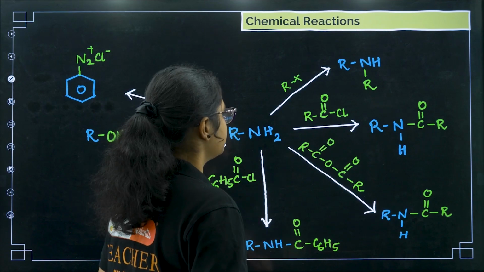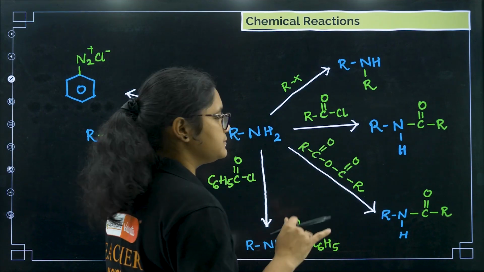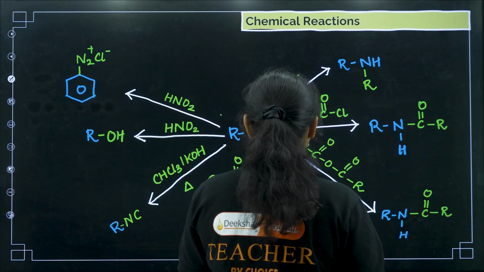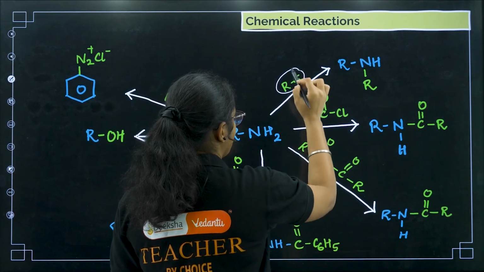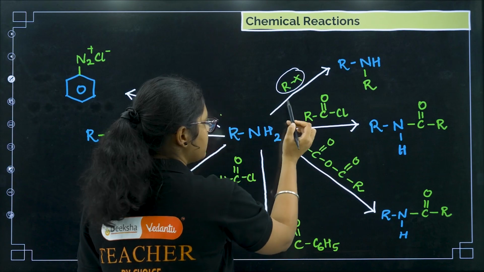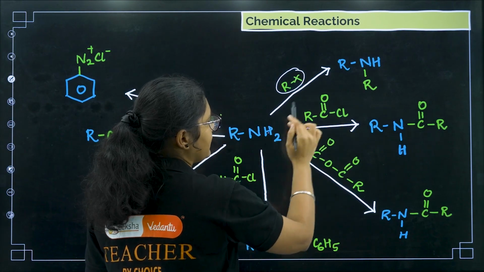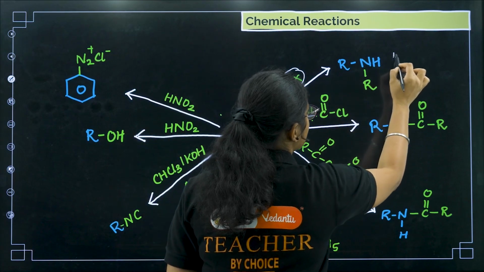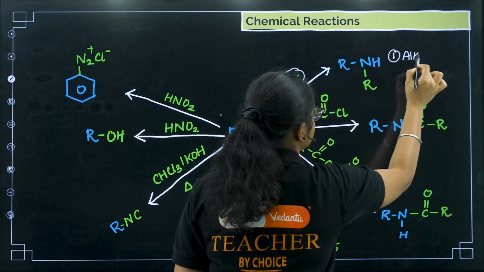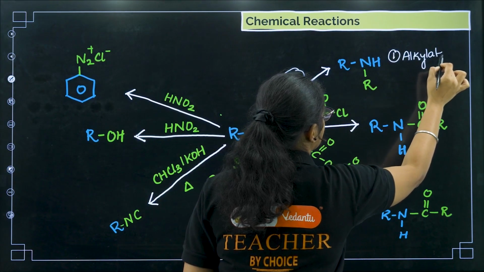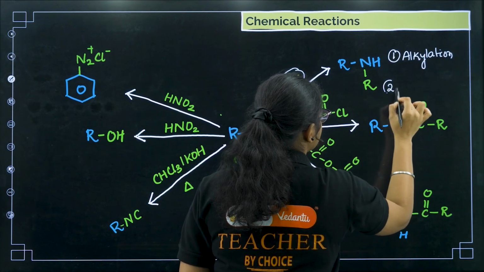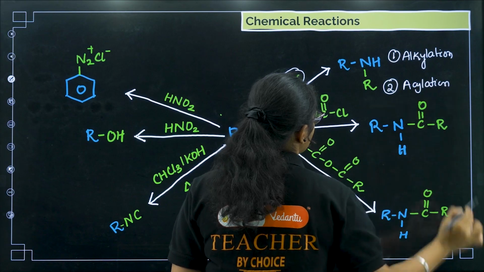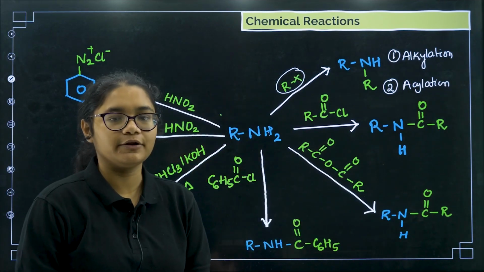You can see this reaction. The first one, as I told you, was basicity, and after basicity we have alkylation, right? To convert it into alkylation, you have to react with an alkyl halide. So what will happen? H and X will come out and one of the hydrogens on N will be replaced with R. So this is your first one, that is alkylation. Second one is acylation. In acylation we get the product, amide groups are formed.